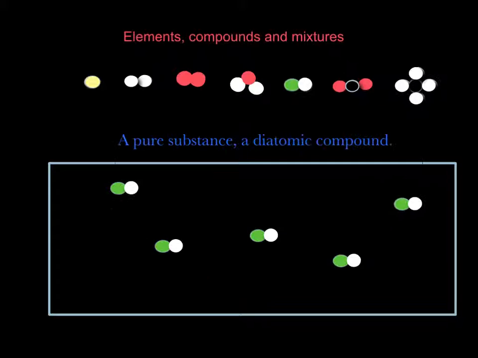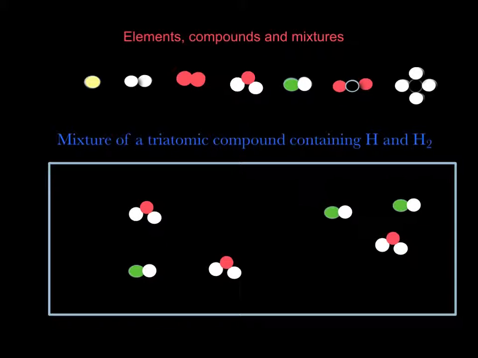This is a pure substance because they are all the same molecules, and they are a diatomic compound because they are two different elements, or two different atoms bonded together. This is a mixture of a triatomic compound containing H and H2 because it's got H2 for H2O and H for the green and white atom.